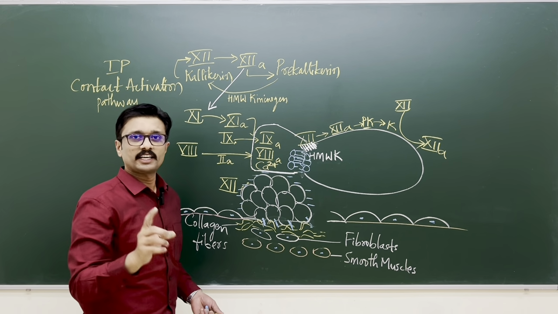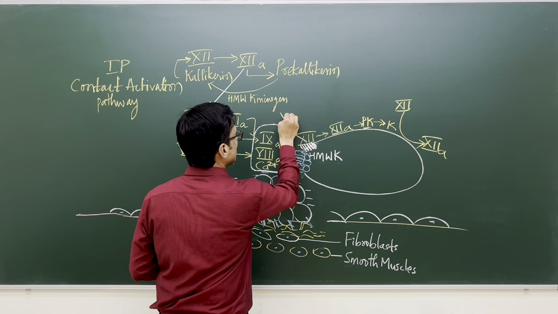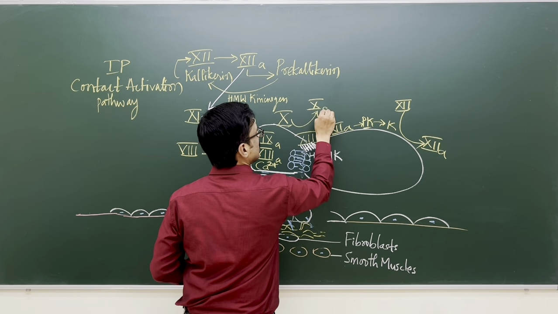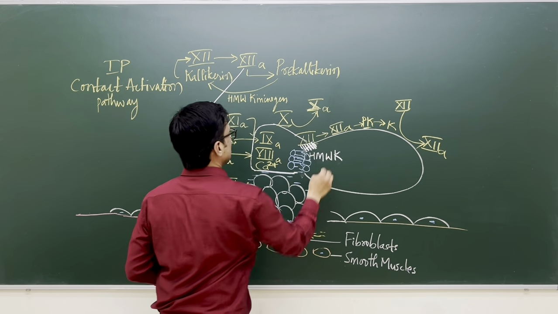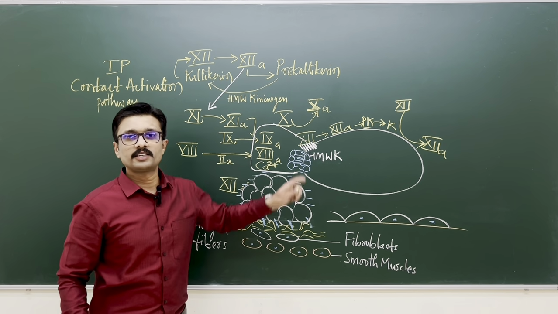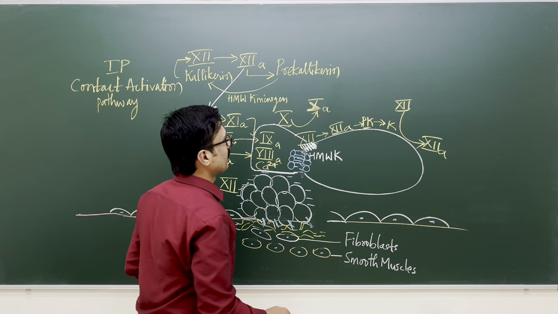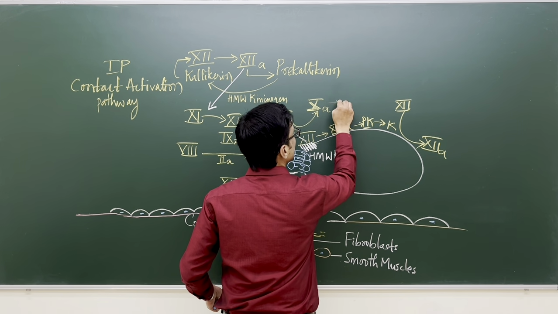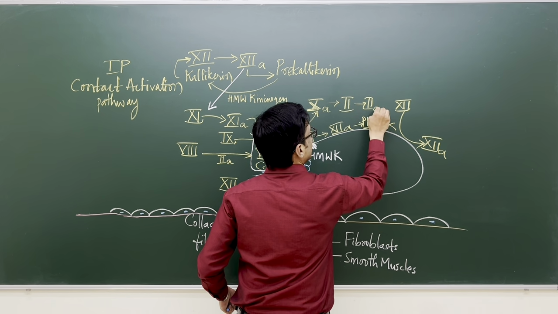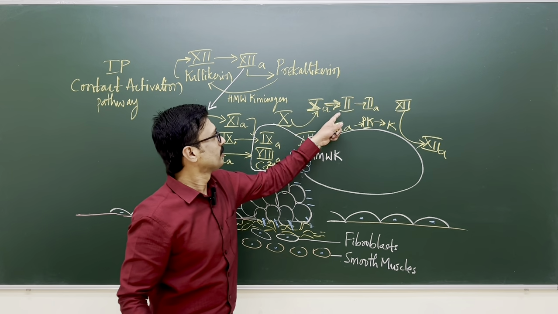This complex will activate factor 10. So this will activate factor 10. 10 is converted into activated factor 10. So 9 is activating factor 10. Now once this factor 10 is activated, this will activate the prothrombin, factor 2, to activated factor, thrombin. So prothrombin is converted to thrombin.